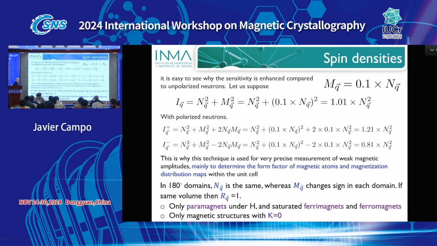K equal to 0, because this technique is exploiting the interference term. If we have K different to 0, that means that the magnetic signal will not appear at the same point as the nuclear one, and then we cannot use this term.